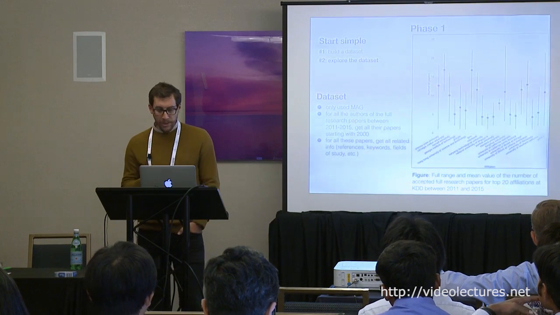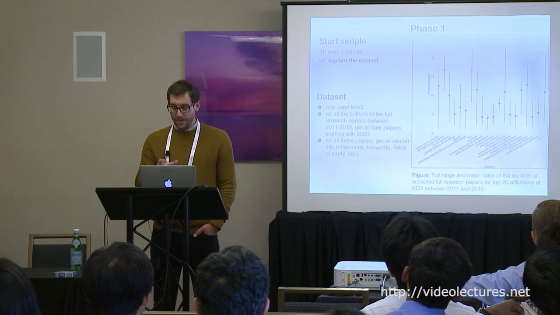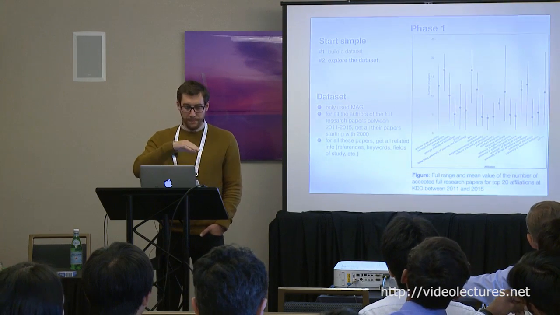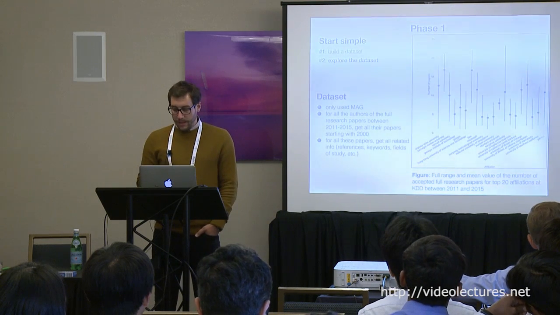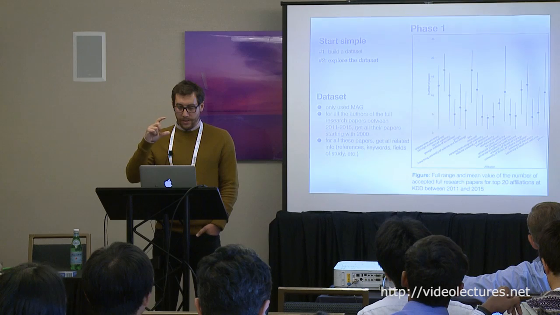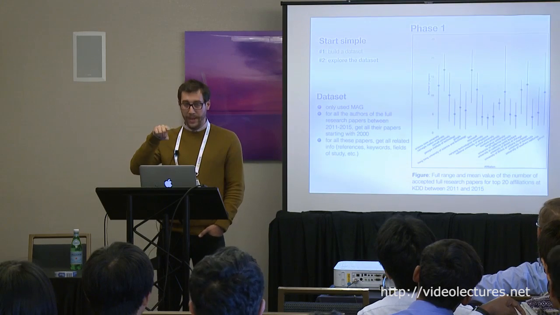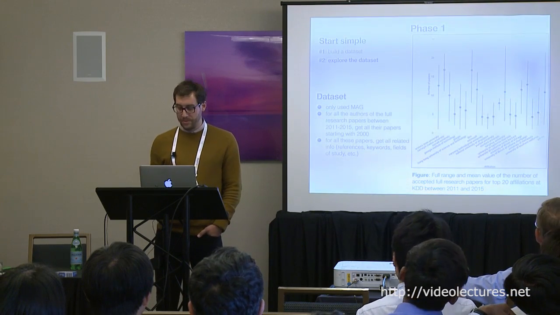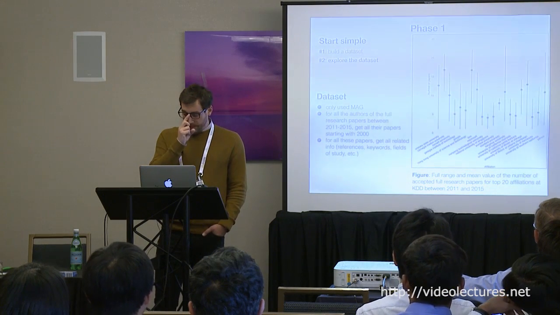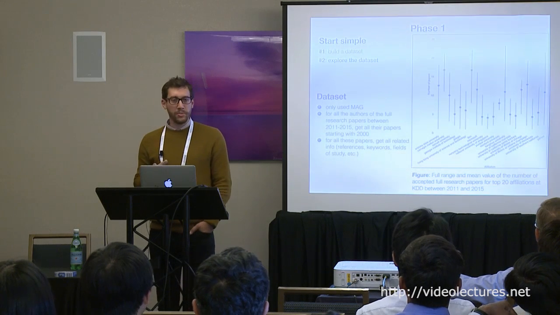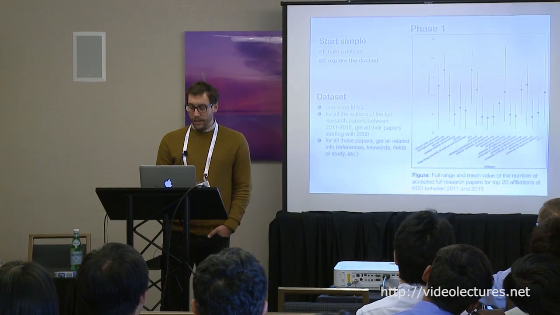So in the plot we show the number of full research papers accepted at the KDD conference between 2011 and 2015. You have the affiliations on the x-axis, the number of papers on the y-axis. The length of each line maps the range of the number of accepted papers for each affiliation, and the black dot is the mean number of accepted papers. Once we did this plot for the top 20 affiliations, we figured that the mean number of papers would be a very good predictor of how an affiliation will do in the future.